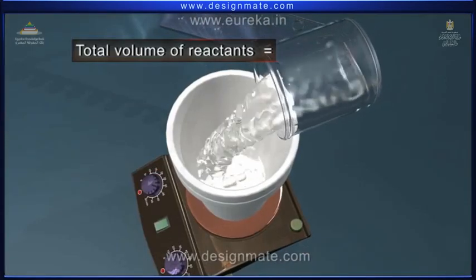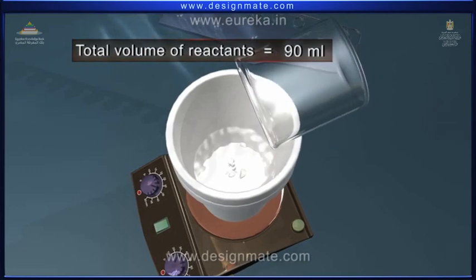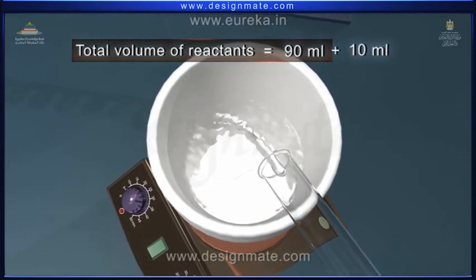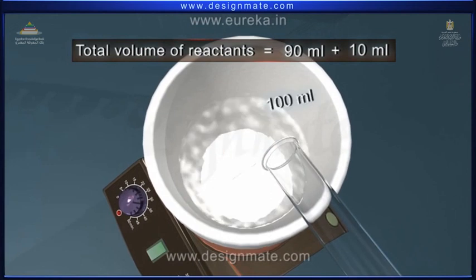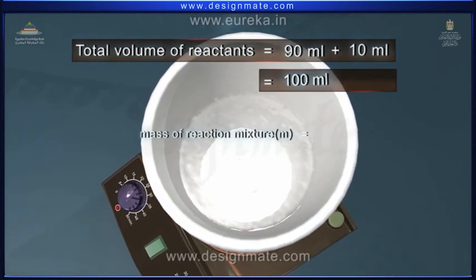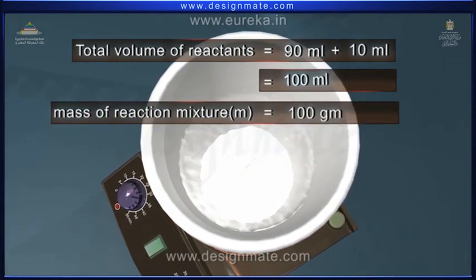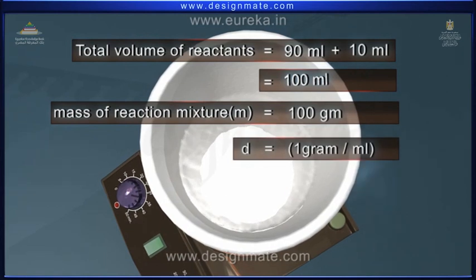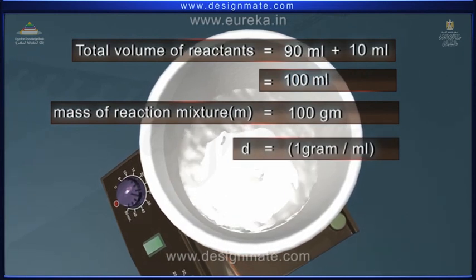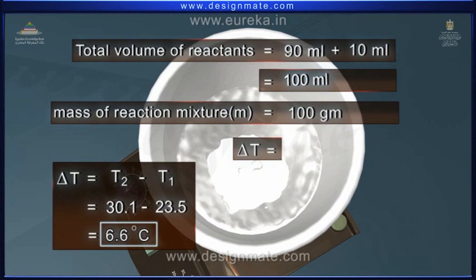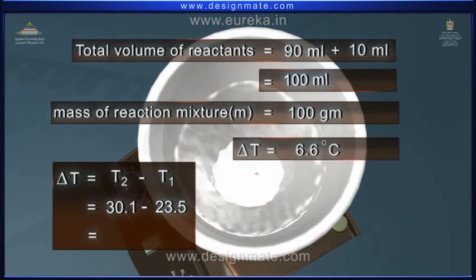Total volume of reactants is 90 milliliters plus 10 milliliters. That is equal to 100 milliliters. Hence, mass of reaction mixture M is equal to 100 grams. Assuming the density of reaction mixture is 1 gram per milliliter, delta T is 6.6 degrees centigrade.